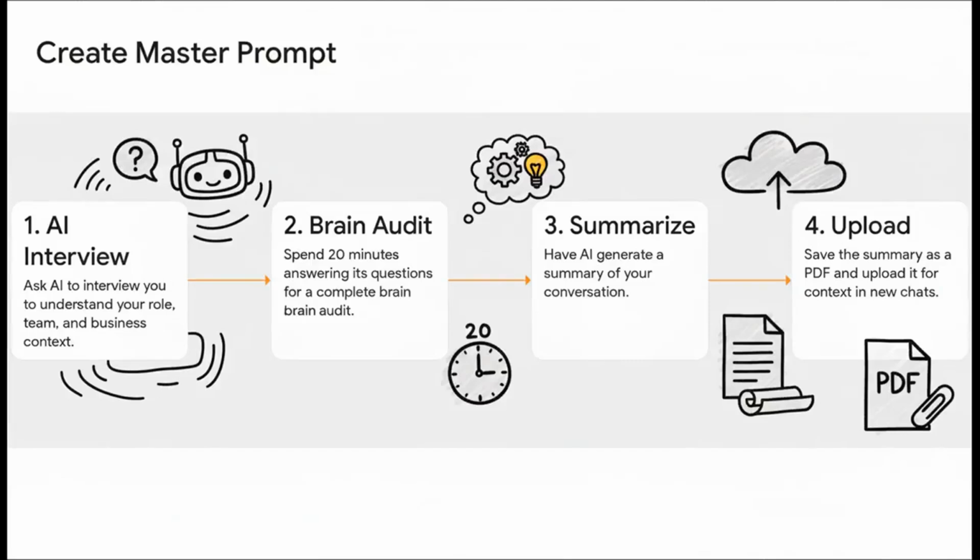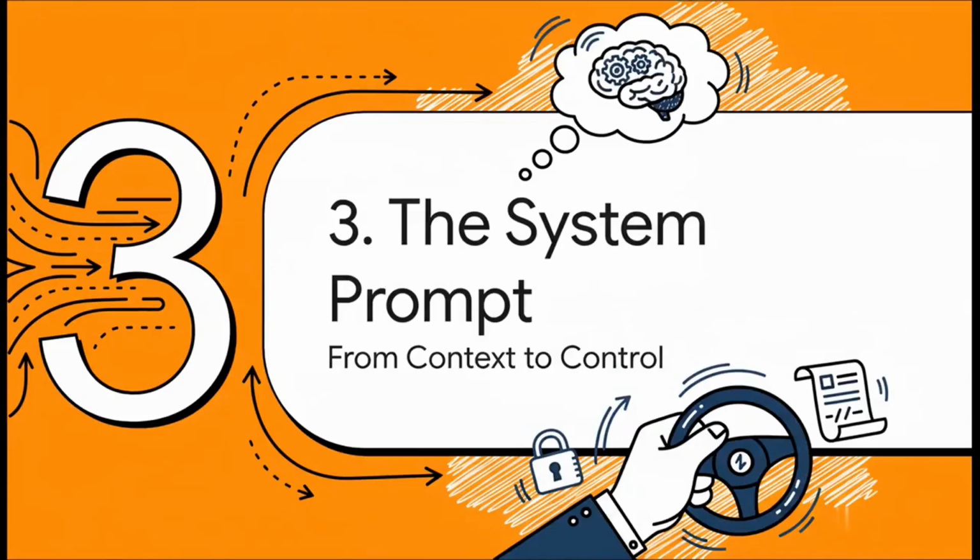Now here's the best part. You don't even have to write this thing yourself. The real pro move is to get the AI to interview you. Seriously. Just tell it who you are and ask it to grill you for every last detail it needs. Spend about 20 minutes doing a brain dump, then have it create a summary of the conversation, save that summary, and upload it whenever you start a new project. Simple. Okay, so the AI knows who you are. That's huge. The next step is to tell it how to behave. This is where we move from just giving it context to taking full control.